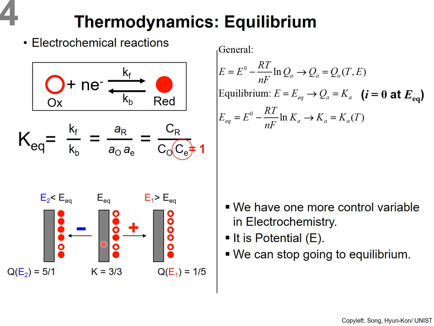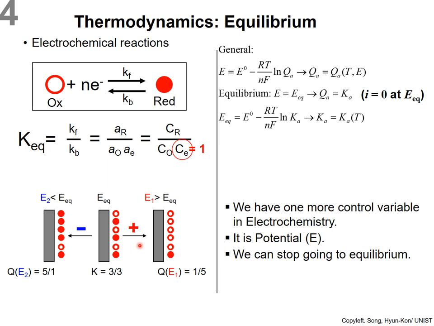Then let me apply some negative potential to the system. And then in that case, 2 oxidized species are reduced. For example, when we have applied some potential which is more negative than the equilibrium potential. So right now, the quotient at negative potential is equal to 5 over 1. So the equilibrium constant is changing from 1 to 5.